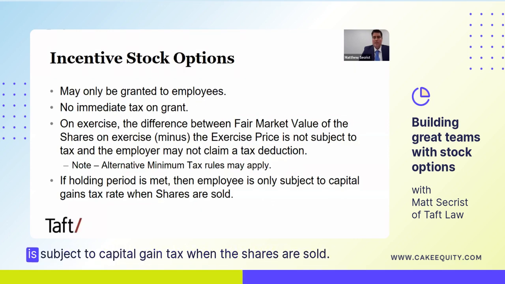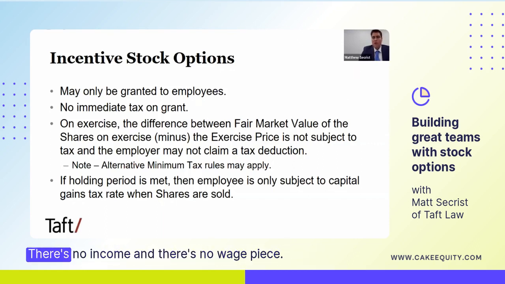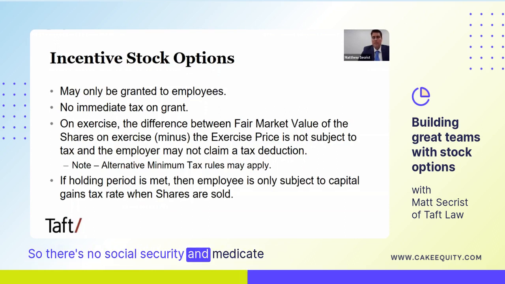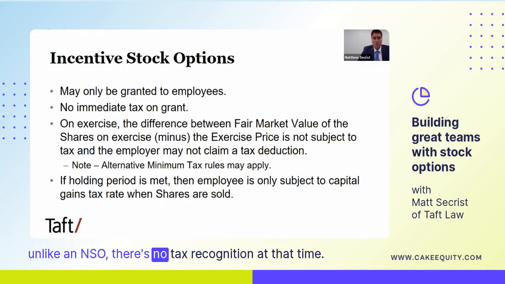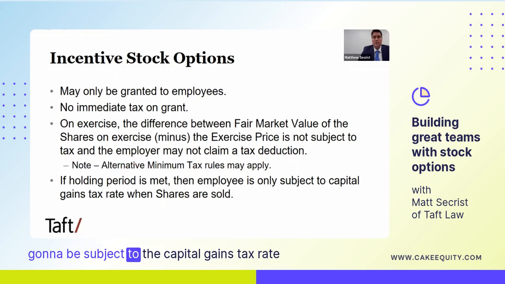Now, if the holding period is met, we'll go over what the holding period means in a minute, then the employee is subject to capital gain tax when the shares are sold. There's no income and there's no wage piece, so there's no Social Security and Medicare taxes if you meet all the holding period rules. So just taking a step back again, when you exercise an ISO, unlike an NSO, there's no tax recognition at that time. And then if you later sell it, you're going to be subject to the capital gains tax rate if you meet the holding period rules, and you won't be subject to the employment tax rules.